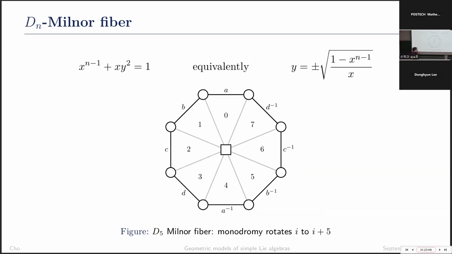After doing a similar thing, you realize that the Milnor fiber can be given by this (2n-2)-gon with opposite sides identified. So you glue this with this, this with this, and this with this. So that's the solution space of that Milnor fiber.